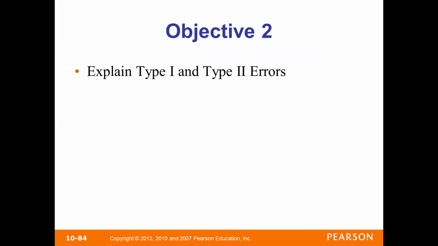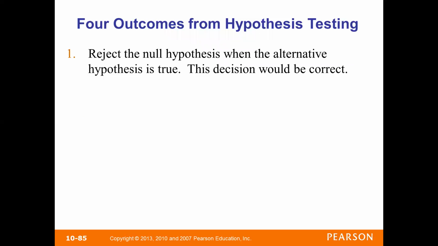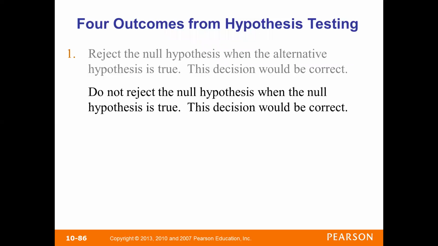Because we're using sample information to draw a conclusion about the population, we are liable to make errors. And there are two types of errors that we can get, type 1 and type 2. There are 4 different outcomes we can get from testing our hypothesis. 1, reject the null hypothesis when the alternative is true. That would be a correct decision. We do not reject the null hypothesis when the null hypothesis is true. That would be a correct decision as well.